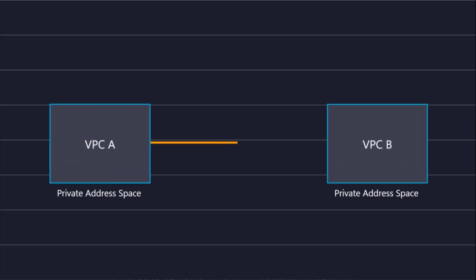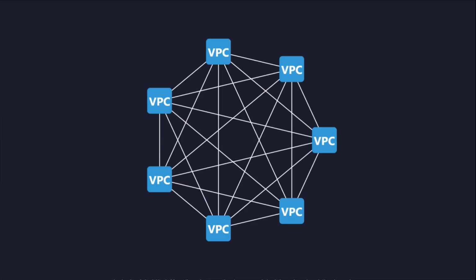A peering connection enables you to route traffic between two virtual private clouds using private addresses. Traffic remains on the Amazon global network and never traverses the public internet.